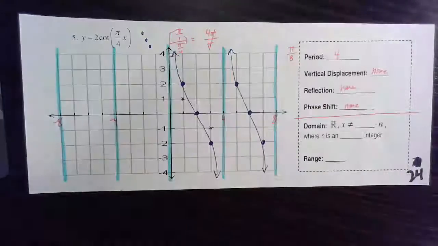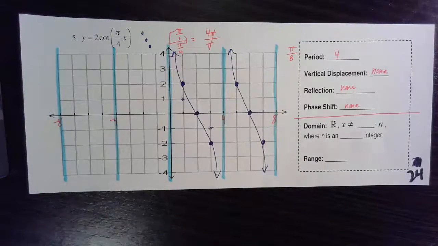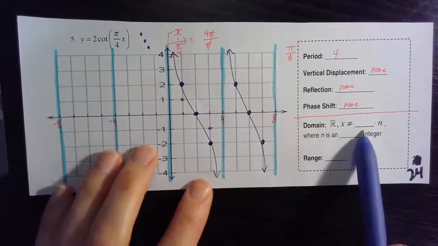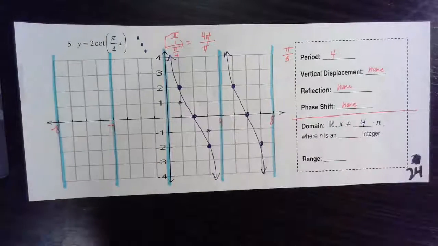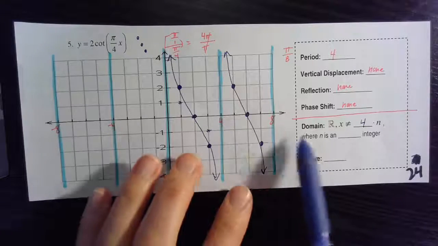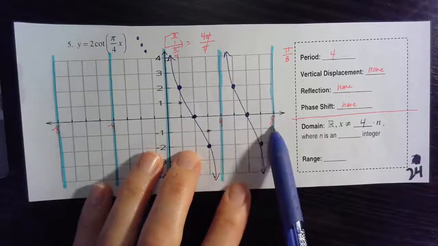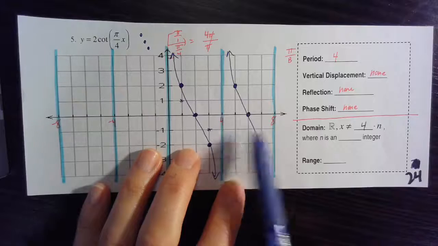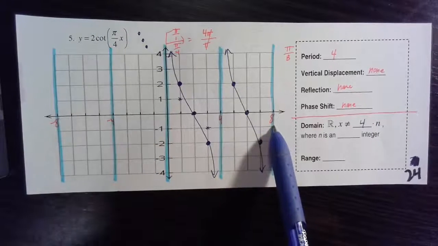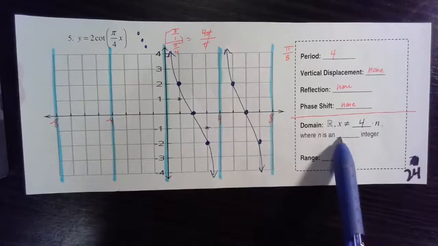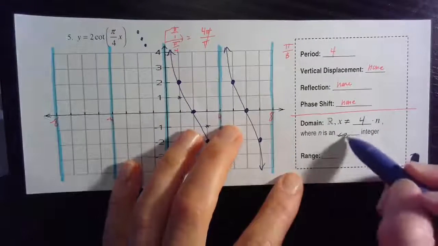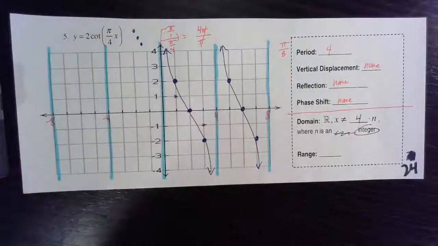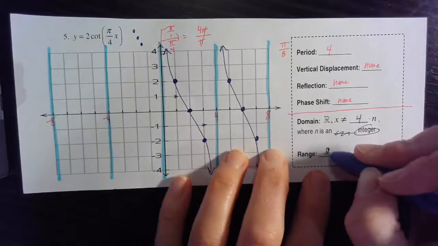And you can fill up as many of those as you want, but for our domain we can do this now. Our first asymptote is at 4 times n, where n is, ask yourself what times 4 gives you 8. If 4 times an odd number gives you 8, then this would be 8. But 4 times 2 gives you 8, and that's not odd, so for cotangent it's just an integer. And your range is going to be all reals.